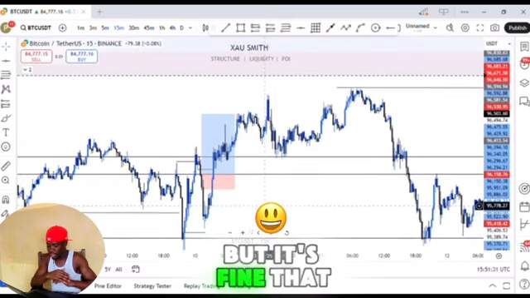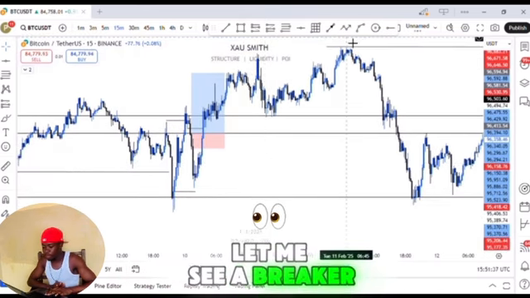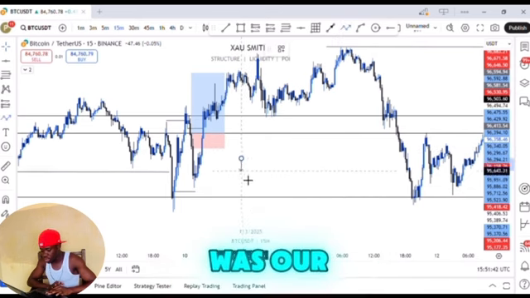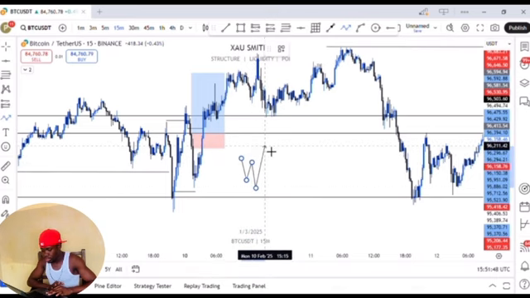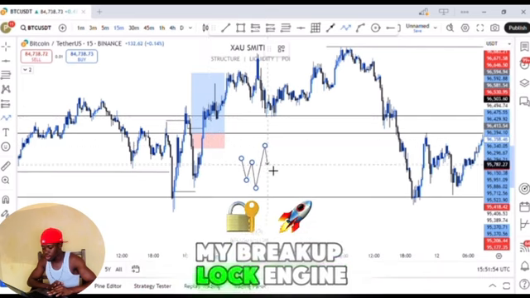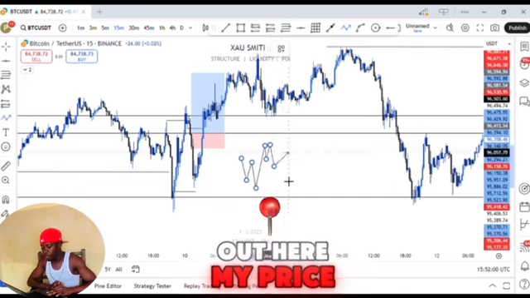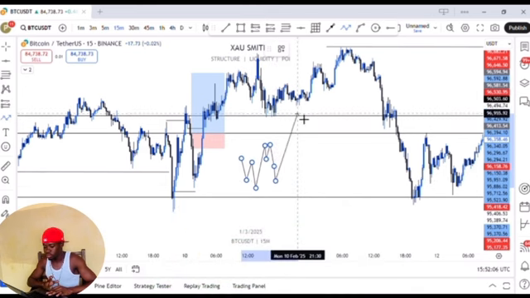But it's fine. That's just my trading strategy. If I'm able to spot a breaker block that has a liquidity or another block that has a liquidity, then I'll be looking to take the trade. So this was how I saw it. This was the shifting market structure, my breaker block entry. I waited for price to engineer liquidity, then I take it out here. But price decided to pull back into the discount price of this zone, then move in my intended direction. So that's fine. Let's move to the second trade on GJ.